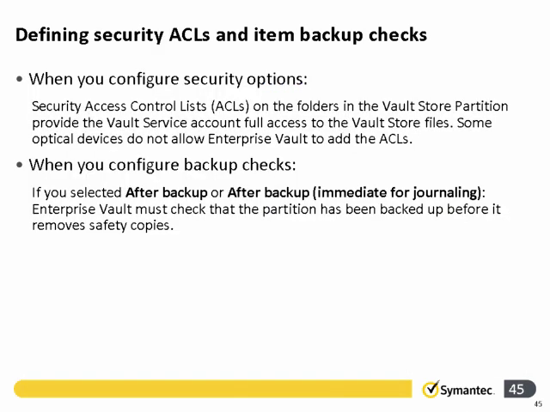Next, as part of the Vault Store partition creation, you're going to specify how you want to handle the access control list. Do you want to use the same access control list that was on the original item and carry that over into the Enterprise Vault environment? And then you also get the option of how you wish to configure the backup checks, which is when you're going to check to determine if a particular item has been backed up for that safety copy removal.